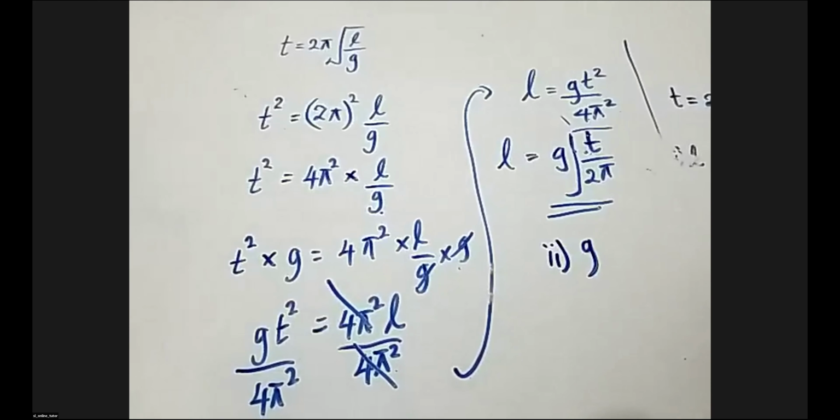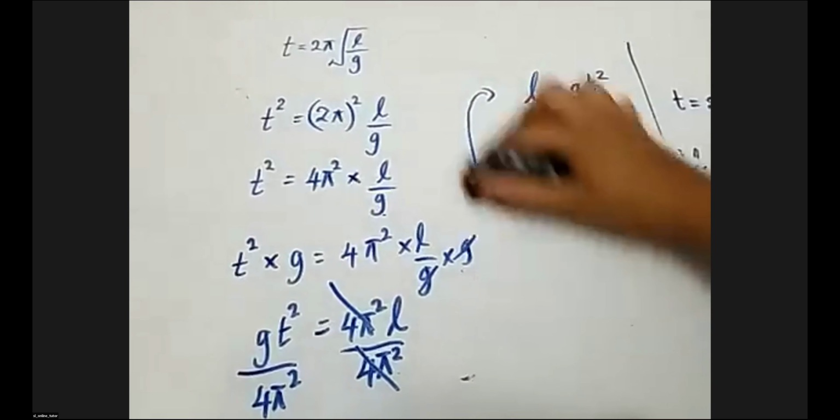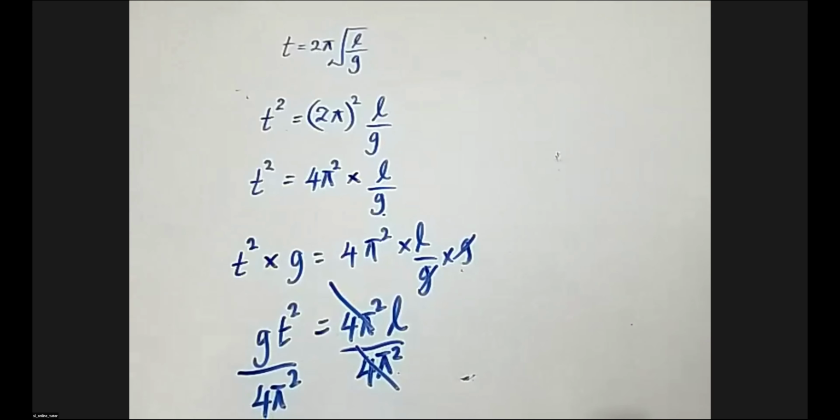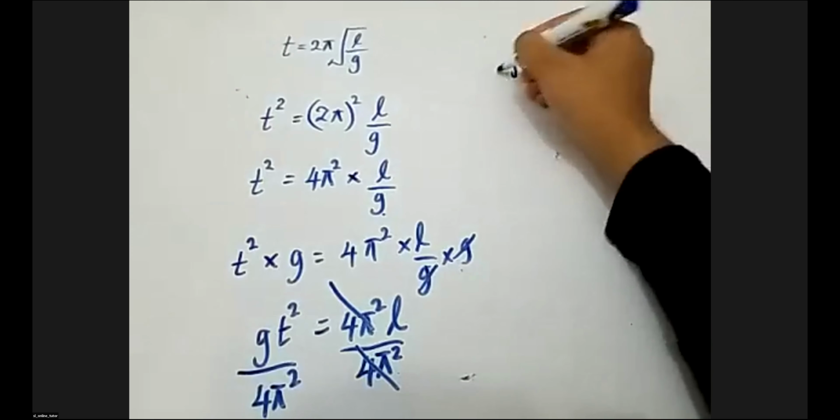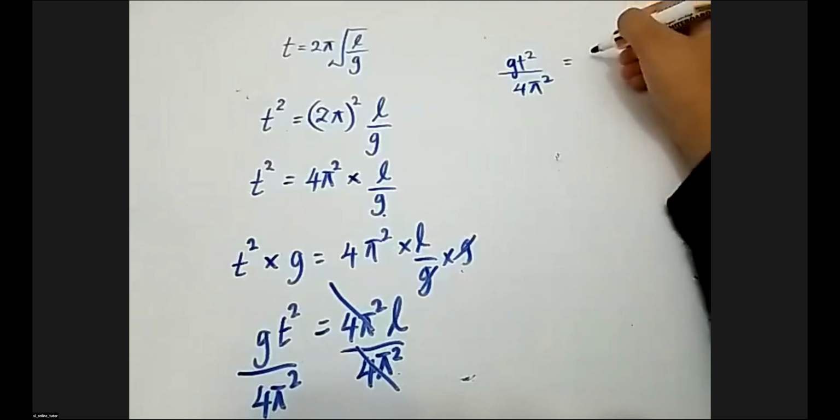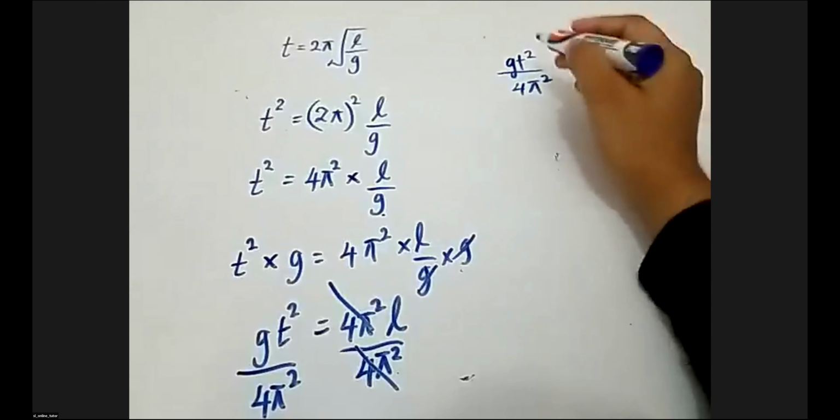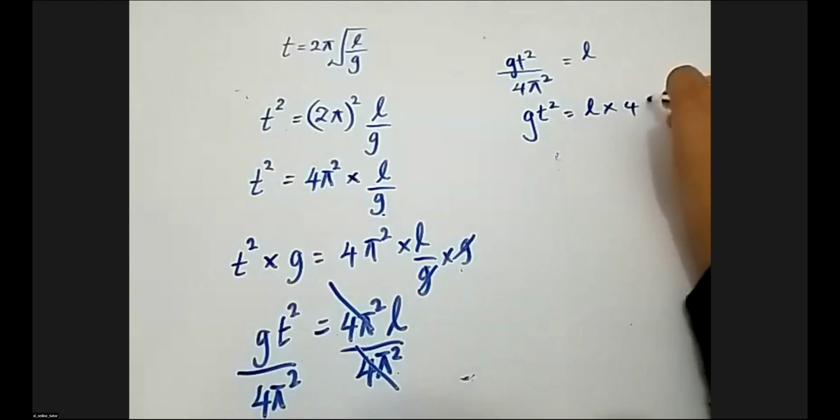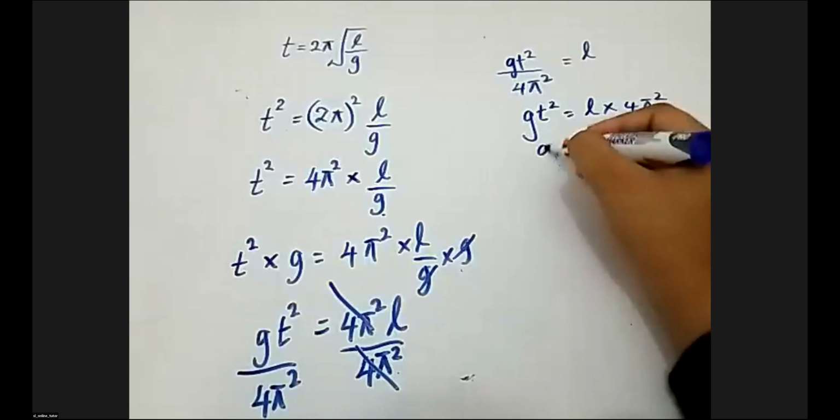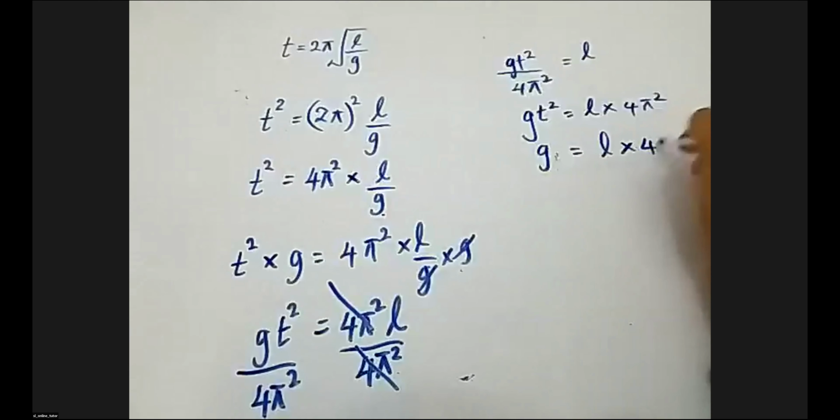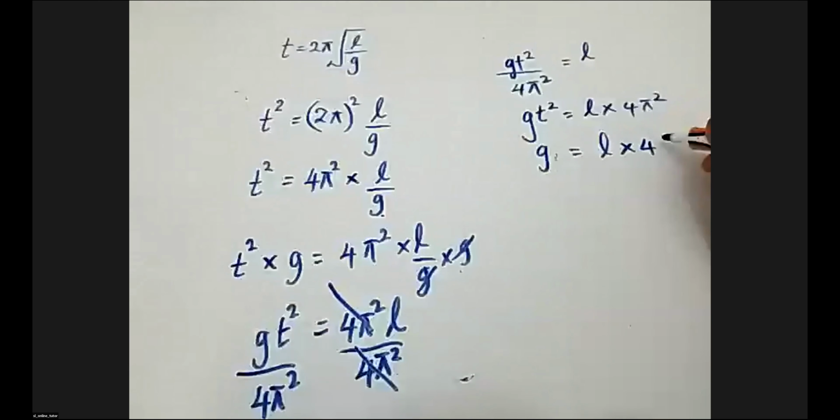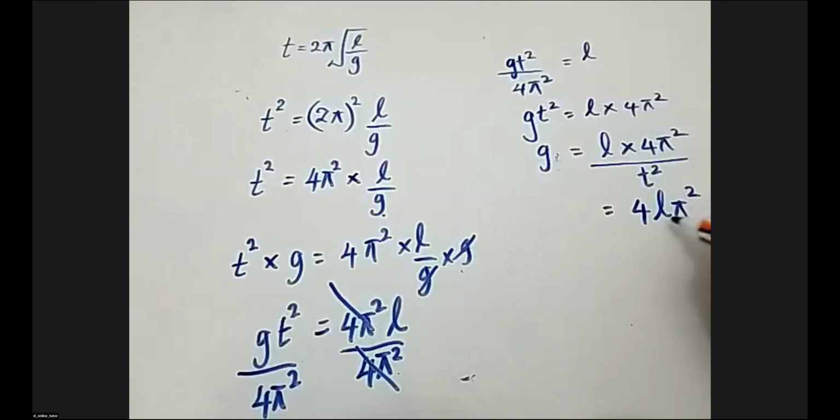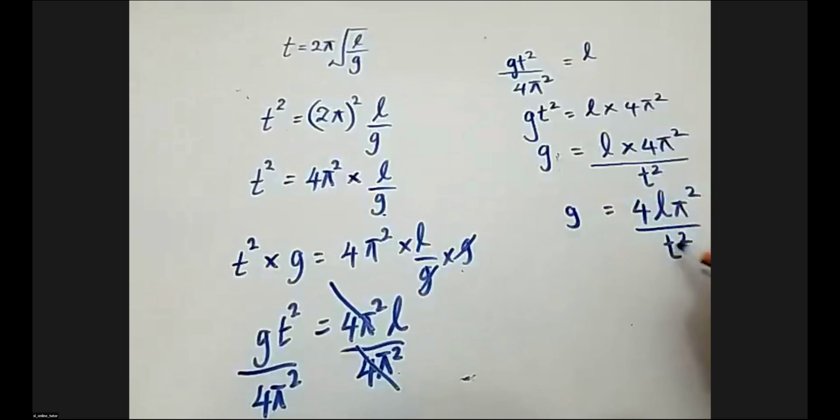Okay, right. Let's discuss it now. I'm going to erase from this method. Right. So I'll take here this one, g t squared over 4 pi squared equals L. This is the thing. I want the G letter. So I'll take everyone to this side now. G alone, g t squared alone, 4 pi squared, I'll remove it by multiplying both sides. Then I want only G, keep G alone. What should we do to remove the T squared? You can divide both sides by T squared. Now you get 4 L pi squared over T squared. Now this is the answer.